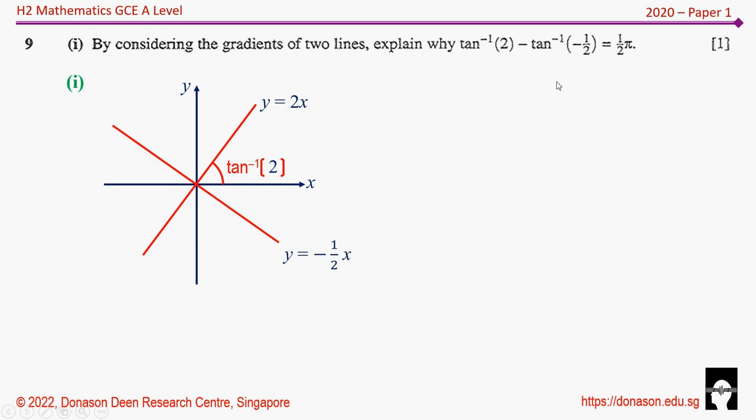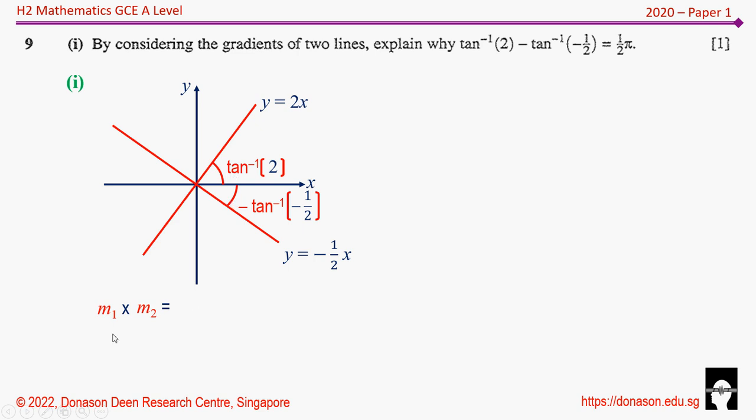Now let's draw another line whose equation is y equals negative half x. It has a gradient of negative half. Of course it's a negative gradient, so it will be a downslope line. Once again, if we want to calculate this angle from the x-axis to the line, it should also be arctangent of negative half. But of course this is the fourth quadrant angle, which is actually a negative angle, because if you're going this way, it's a negative angle.